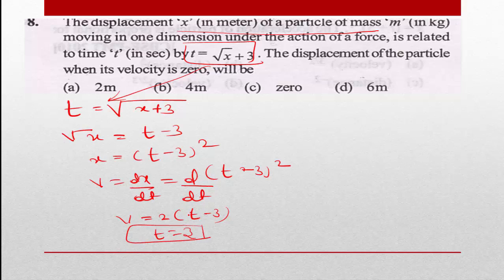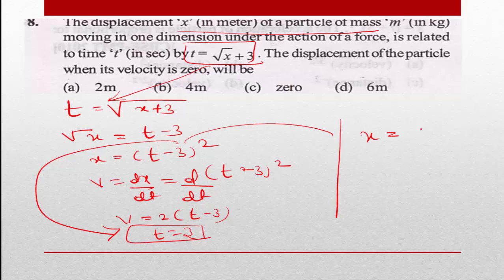Now substitute the values here. x equal to, substitute t equal to 3 second in this equation, x equal to 3 minus 3 whole square, we get x equal to 0. The displacement of the particle when its velocity is 0. Velocity 0 ಆಯಿತು, the displacement of the particle is also 0. Option C is the right answer.